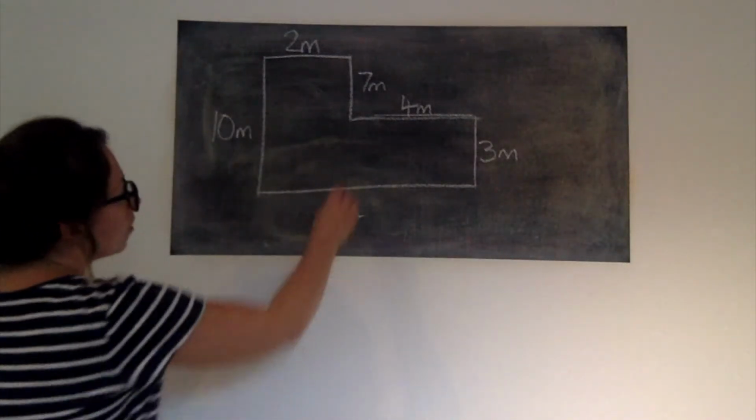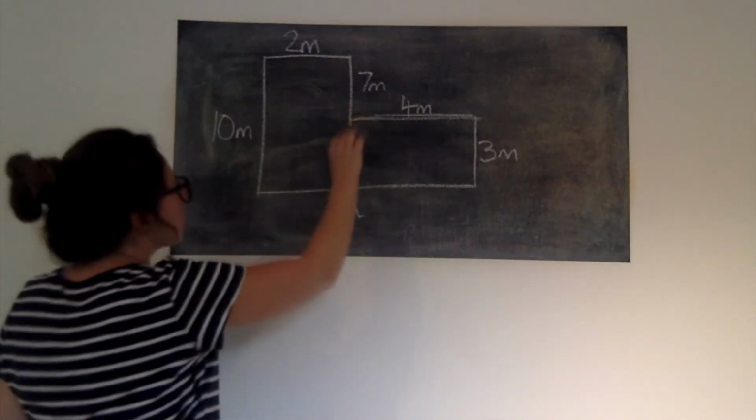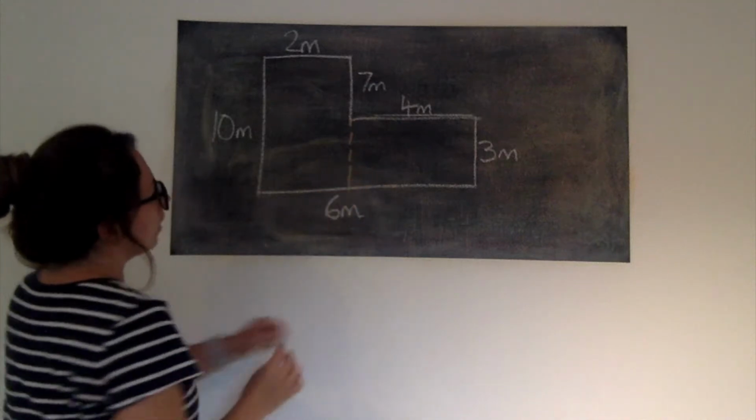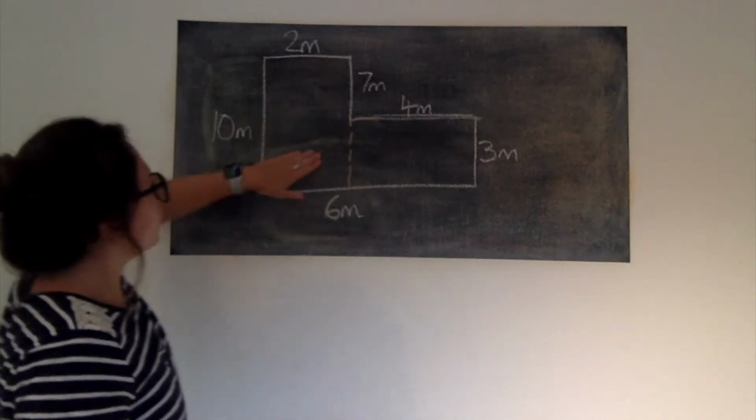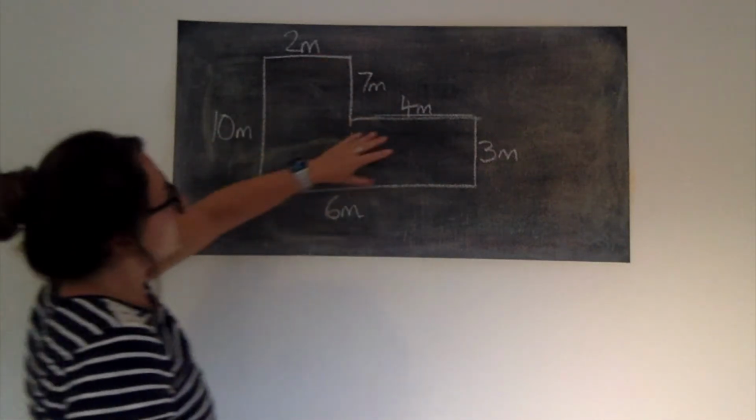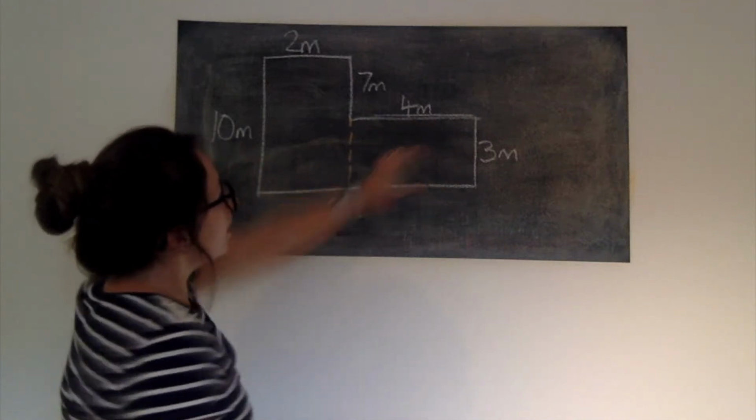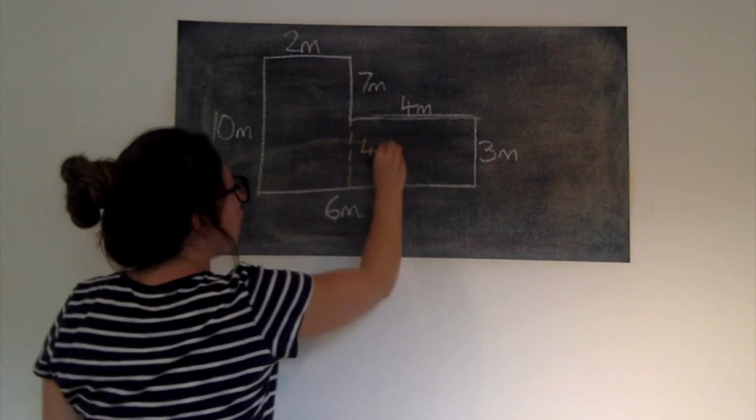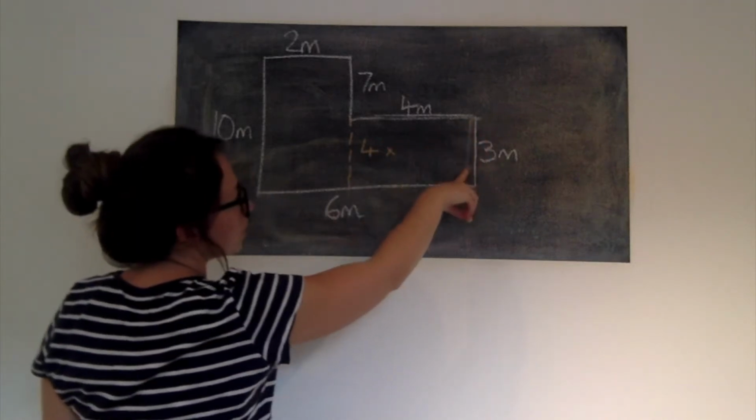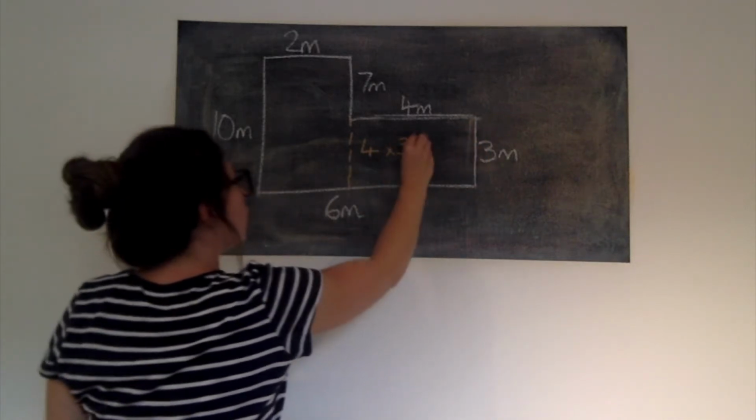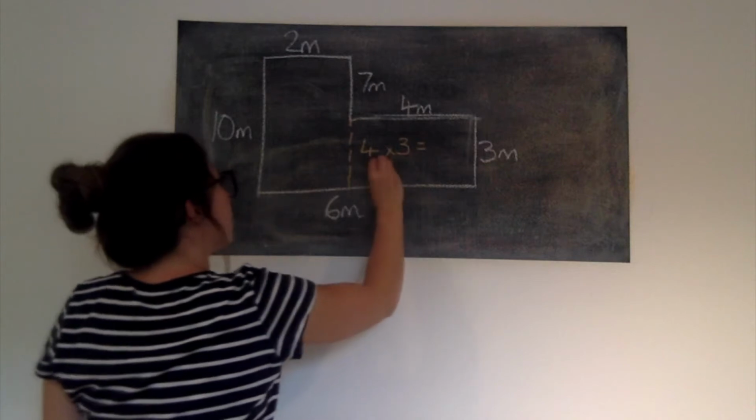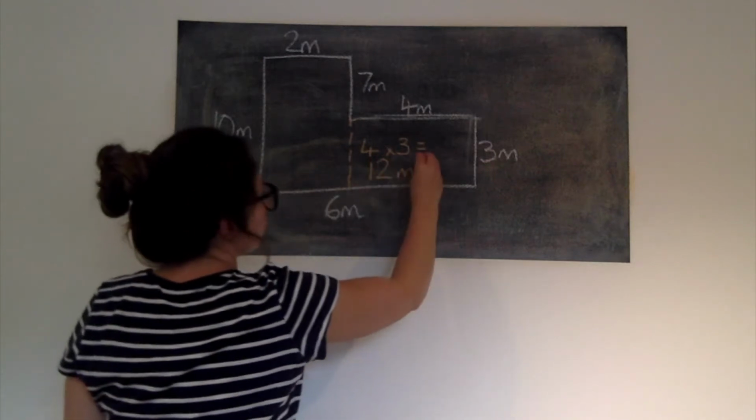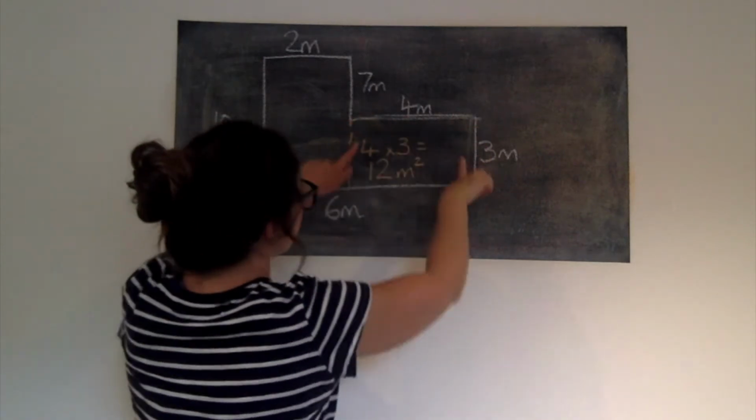So I did it by splitting this here, so I created this rectangle and this rectangle. So to find out the area of this rectangle here, I needed the length, which is 4 metres, times by the width, which is 3 metres. 4 times by 3 is 12 metres squared. That's just for this section here.